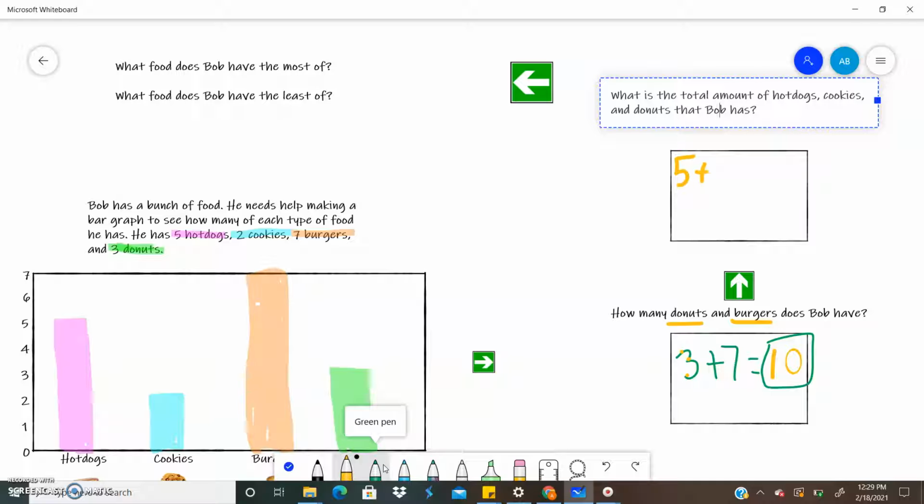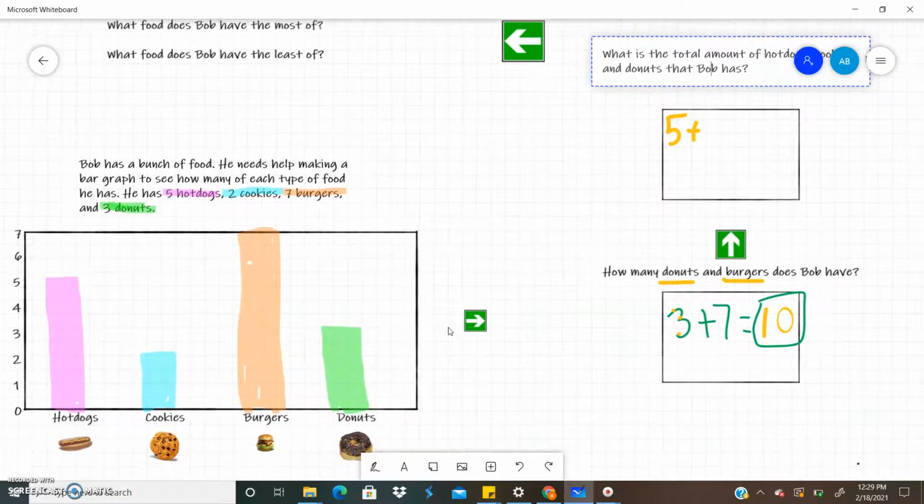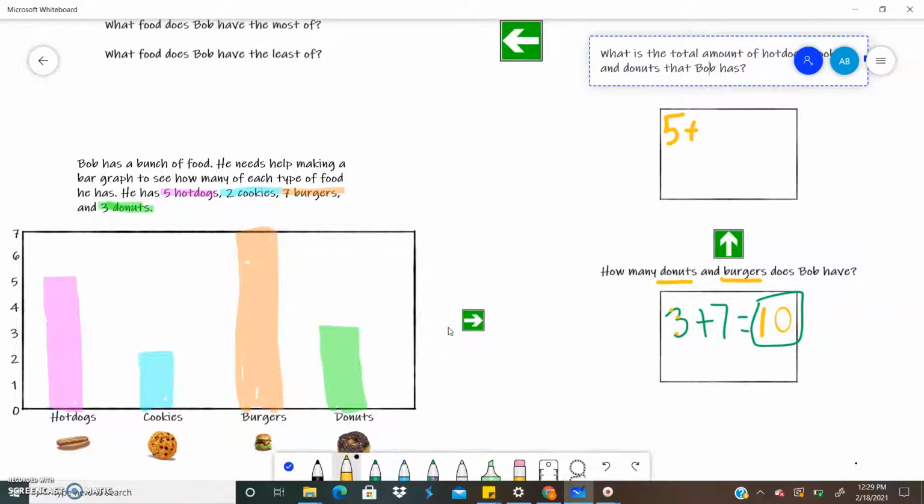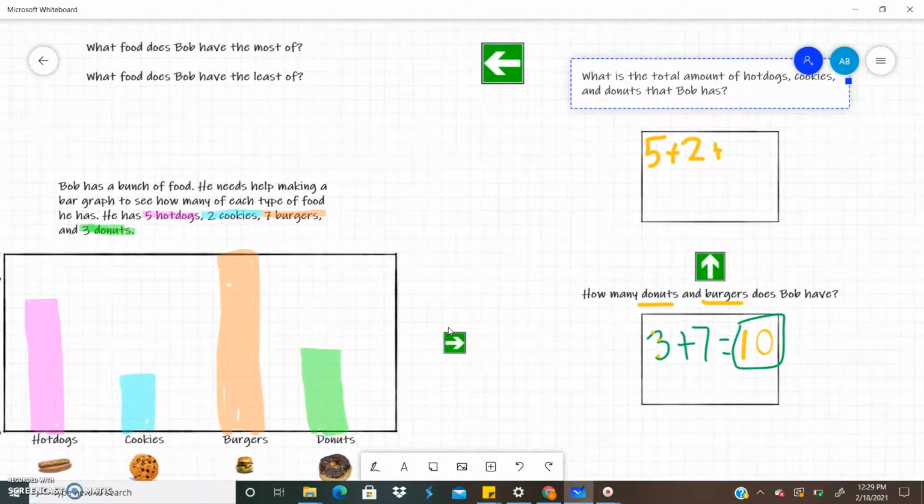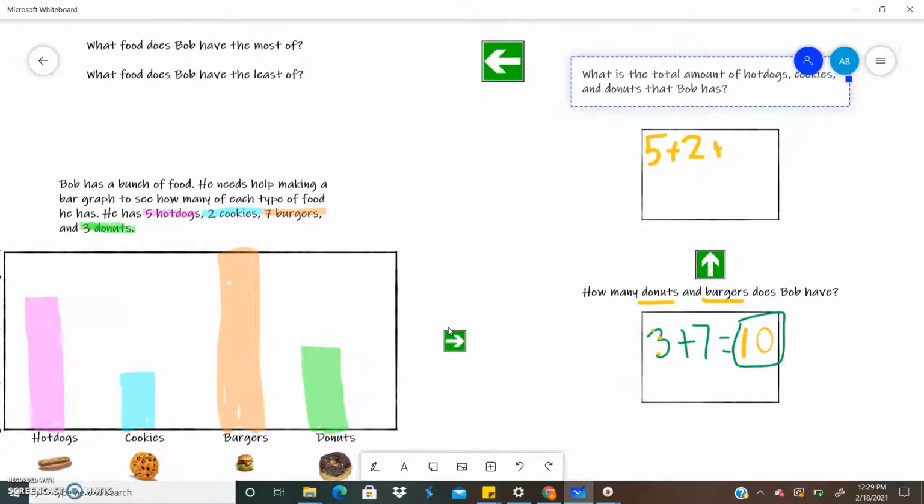plus cookies. How many cookies do we have? Right, we have 2 cookies, so 5 plus 2, and then we're going to keep adding one more thing. What's that last thing that we need to add? We have hot dogs and cookies. What do we still need? Donuts. How many donuts do we have?